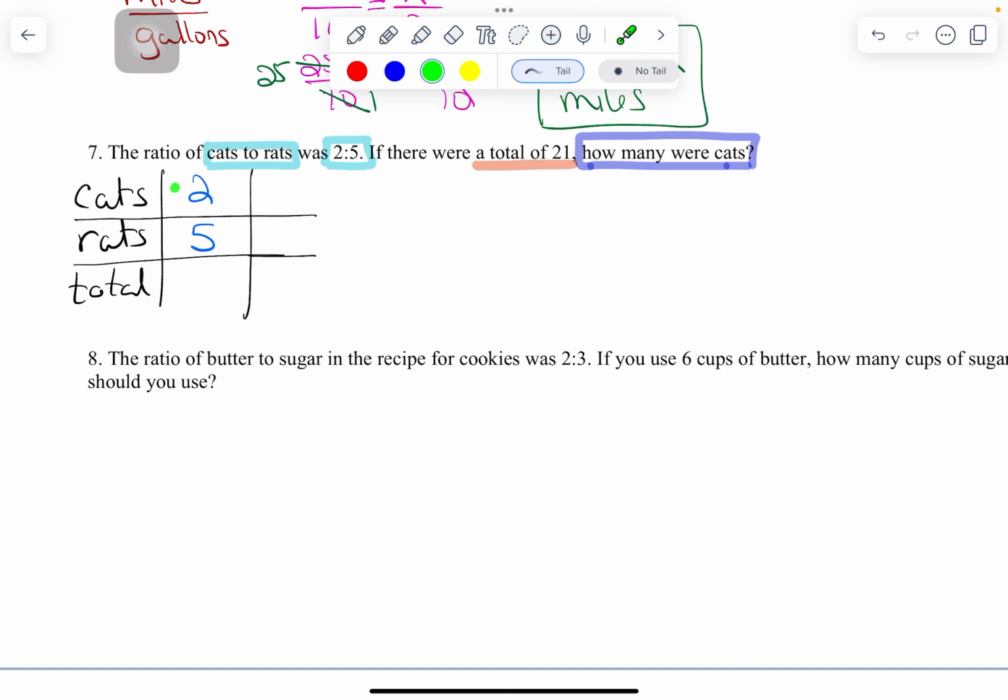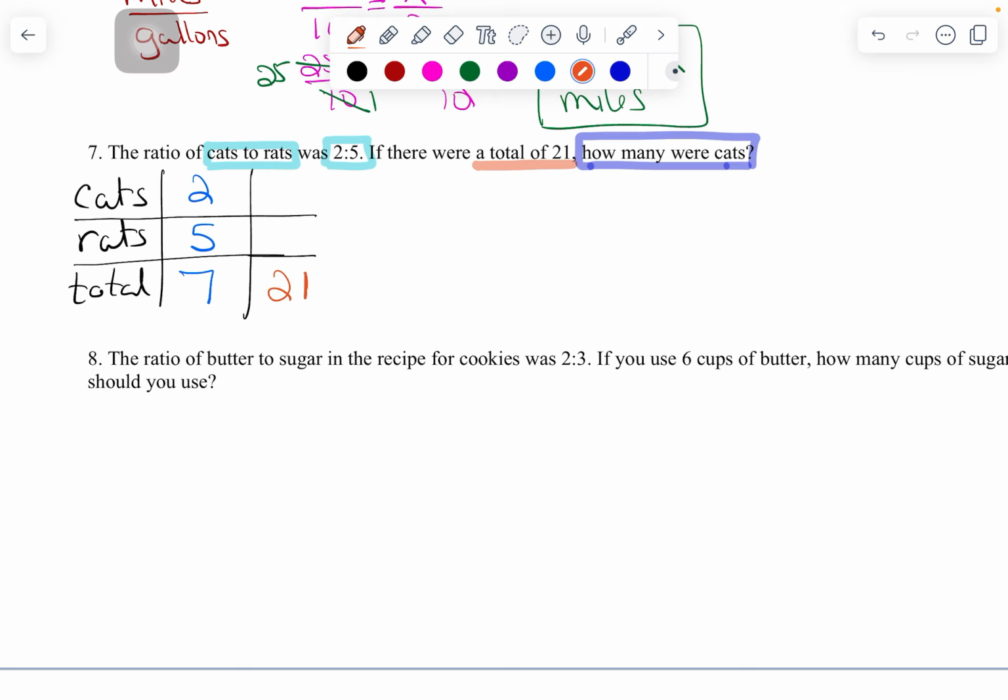Well, if I have 2 cats and 5 rats, that means I have a total of 7. Okay, just from the ratio. 2 cats, 5 rats, total of 7 animals. I'll stop calling them critters. And then we've got a total of 21. All right, so total here is 21.